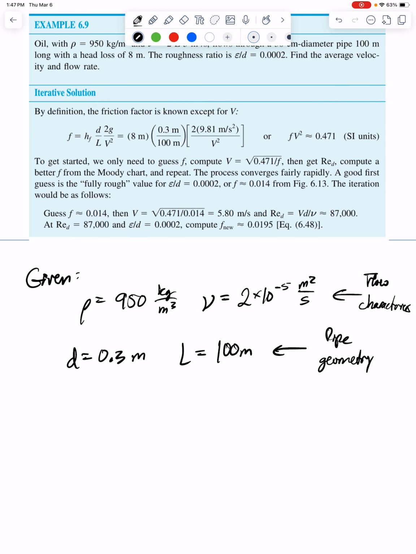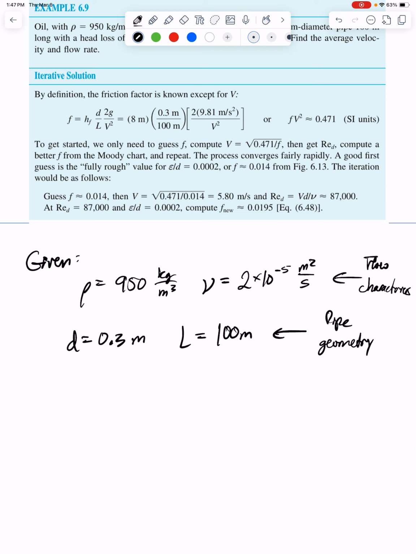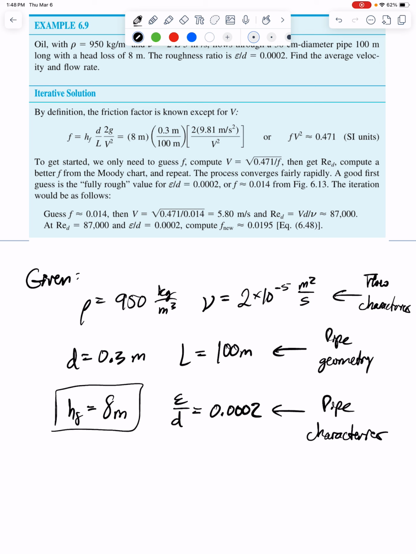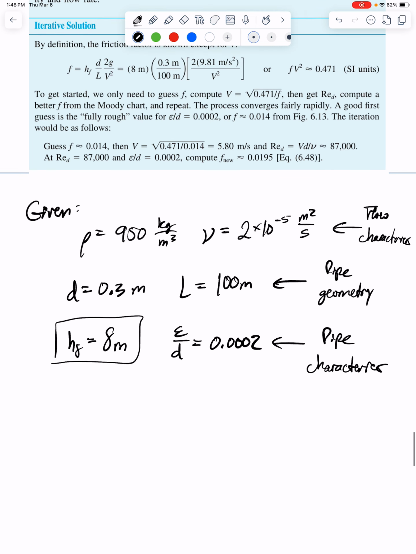And we're given that as we're going through the flow, we have a head loss due to friction of 8 meters, and we're given a roughness ratio of 0.0002, and these two terms I would refer to as pipe characteristics. Maybe this term is a little different, but that term is pipe characteristic. And we're interested in finding average velocity, which also can give us the volumetric flow.